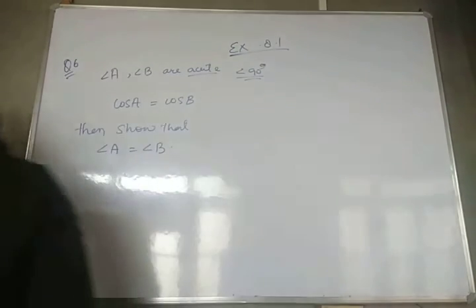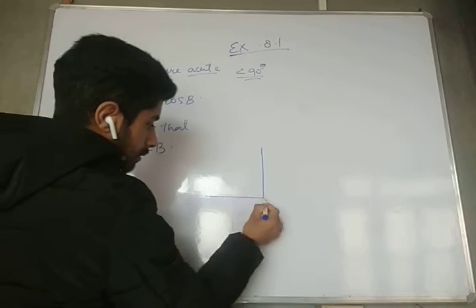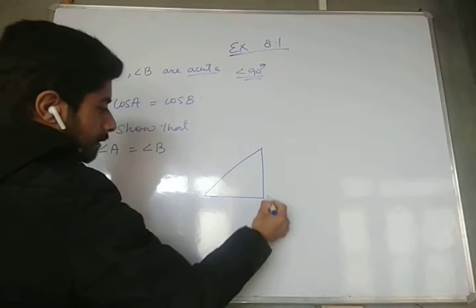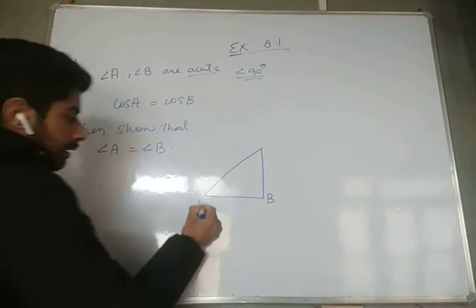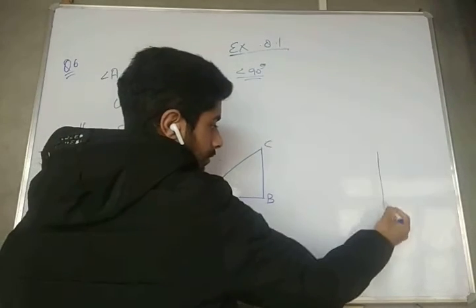Okay. See, let's draw two right angle triangles like this. And let's take this right angle over here, and this is our angle A, this is C. And let's take a similar triangle like this.